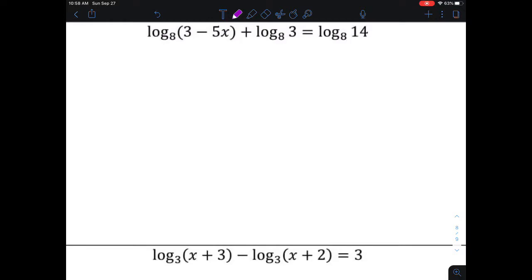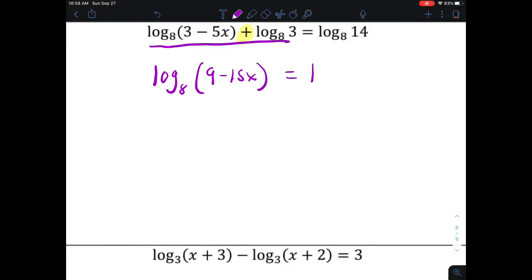So this one, we actually have 3 log base 8s in our problem. Now, in order to do this problem, I need to make it so that the left-hand side only has 1 log base 8 instead of 2. So we're actually going to condense this. I have 2 logs adding, so I can condense the left-hand side into log base 8 of the product of the insides. So I'd have log base 8 of 9 minus 15x equals log base 8 of 14.